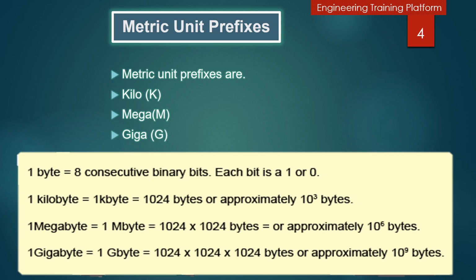1 byte is equal to 8 bits, and each bit represents 0 or 1. 0 means logic 0, and we sometimes say 1 for logic 1, on and off. And for kilobyte, megabyte, and gigabyte, the approximate ranges are given in bytes.